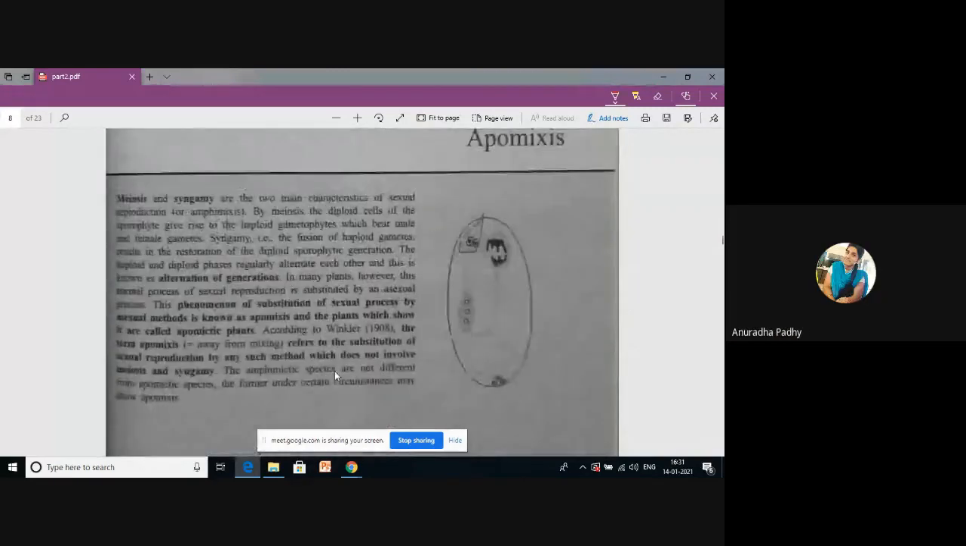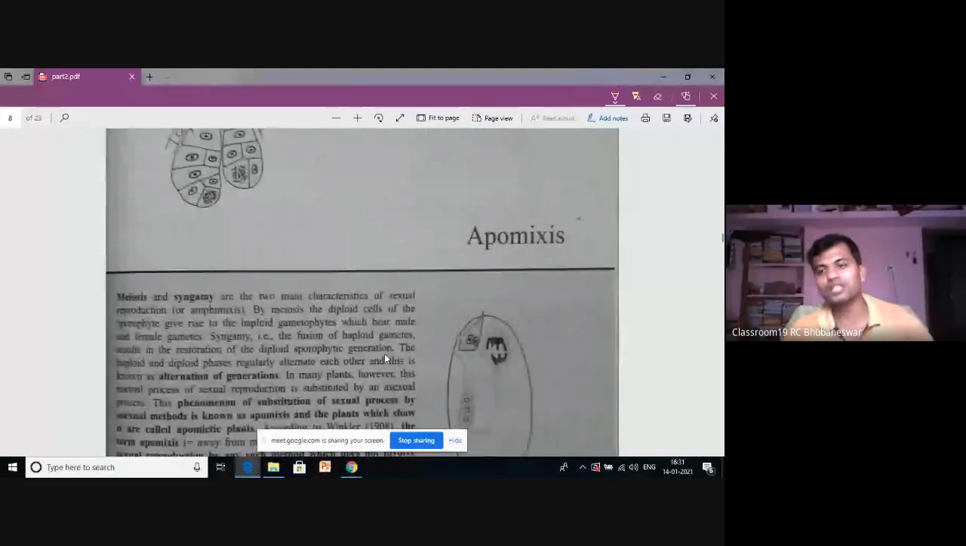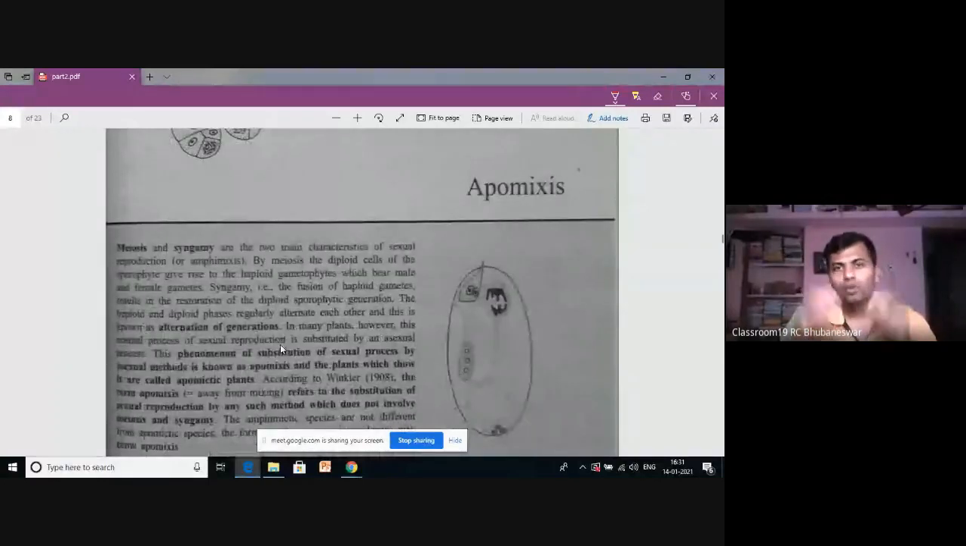Look at, the next concept is apomixis. As you know, apomixis means the formation of an embryo without the act of fertilization. So the embryo forms, but there is no fertilization. Technically, the phenomenon of substitution of sexual processes by an asexual method is known as apomixis. And the plant which shows apomixis is called an apomictic plant.